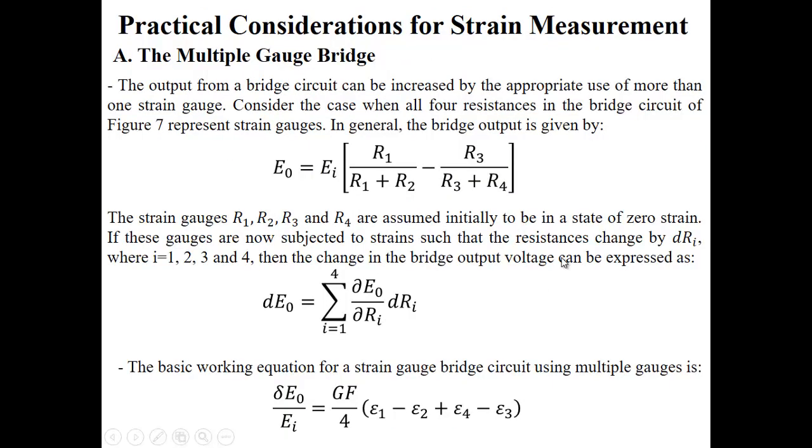Okay, practical consideration for a strain measurement. Now we go first to the multiple gauge bridge. The output from the bridge circuit can be increased by appropriate use of more than one strain gauge. Consider the case when all four resistors in the bridge circuit of figure 7 represent a strain gauge. In general, the bridge output is given by this equation.